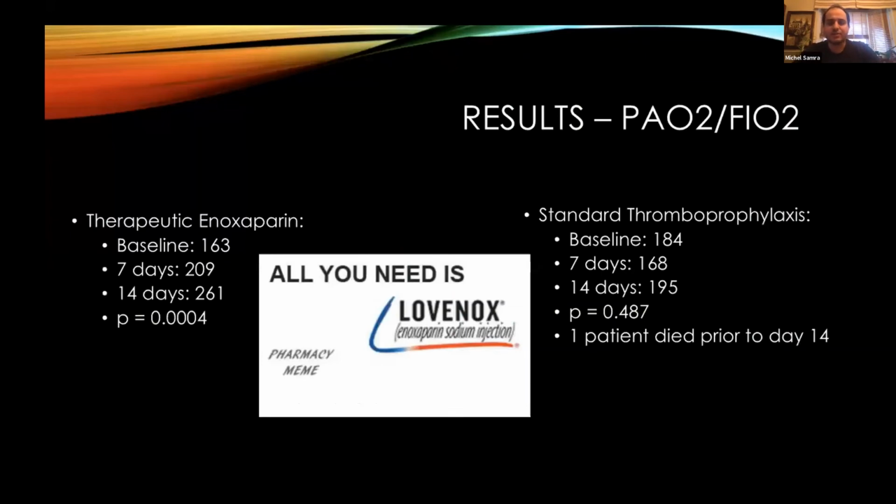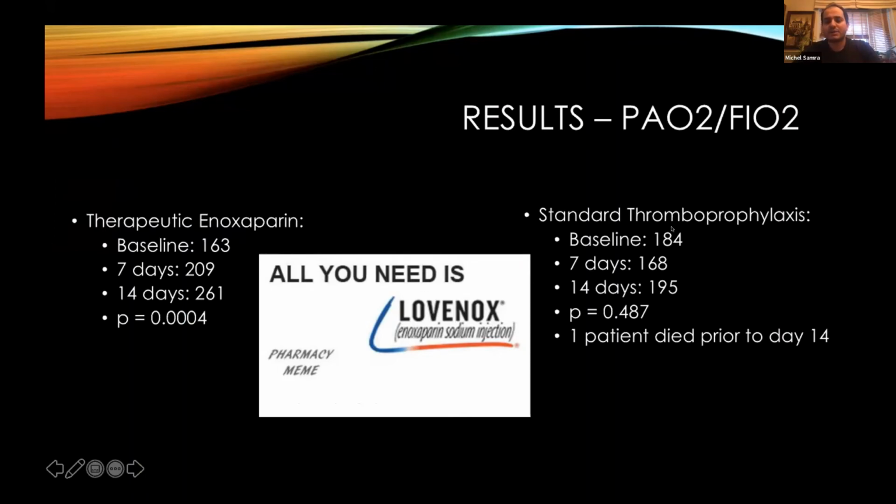So let's talk about the results. For the PaO2 over FiO2 ratio, which was their main outcome, if we look at the therapeutic group, you can see that at baseline, they had a ratio of 163, which was comparable to the other group. And then at 7 days, this increased to 209. At 14 days, it was 261. And the progression was found to be a significant difference with a p-value less than 1%.